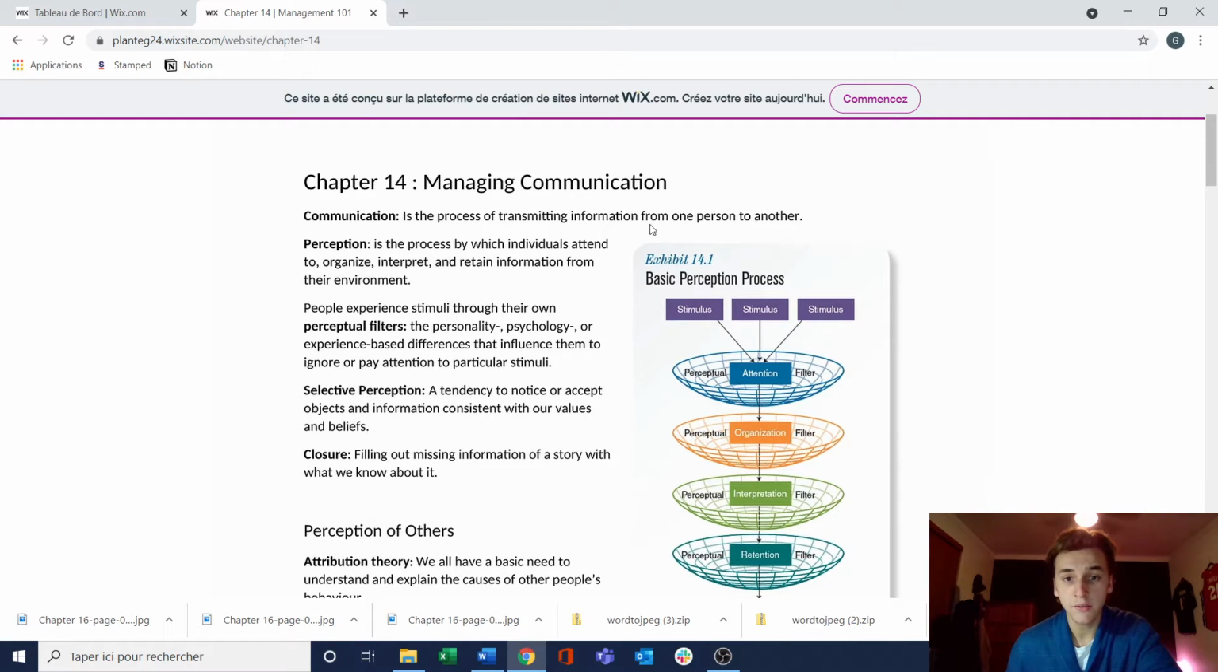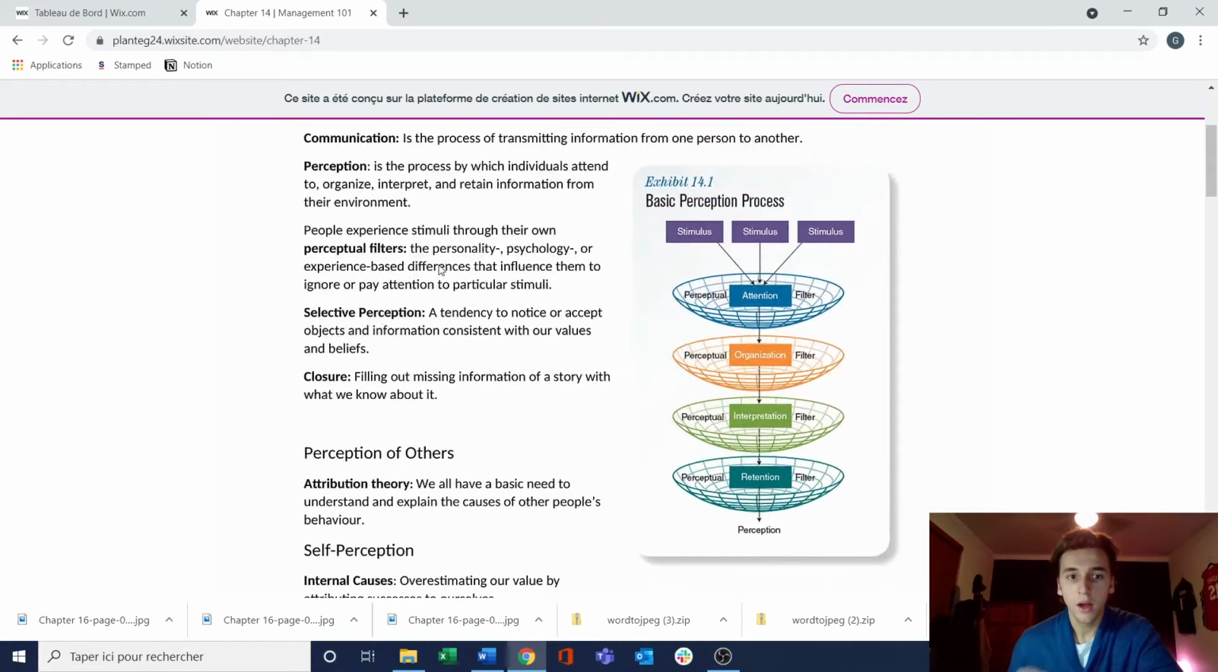Communication is the process of transmitting information from one person to another, while perception is the process by which individuals attempt to organize, interpret, and retain information from their environment. So here is the basic perception process. First of all, there's the stimulus, which is information. It will gather the attention of people. They will then use their own knowledge to organize this information and have a first idea. They will then interpret this information, and then they will have a retention of an idea, which will create a perception.